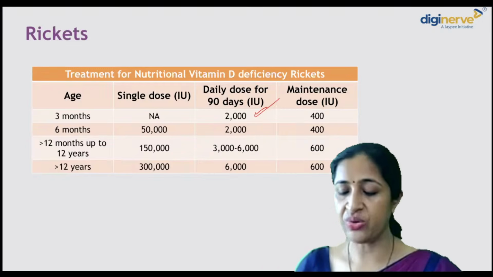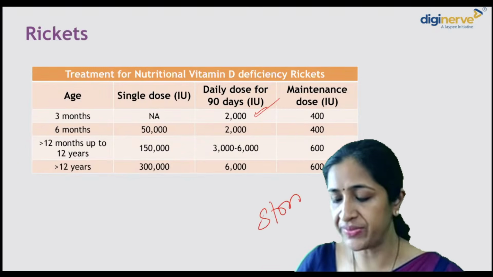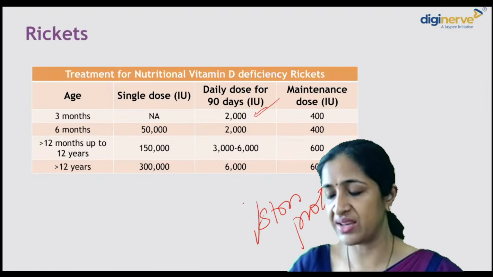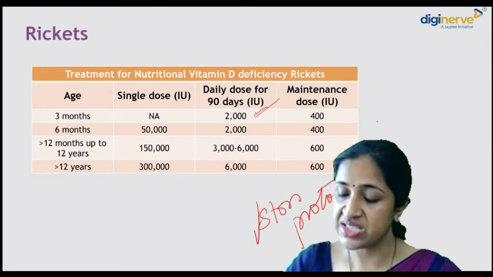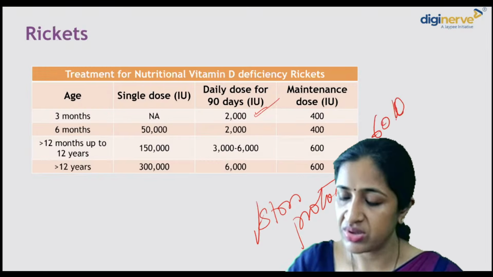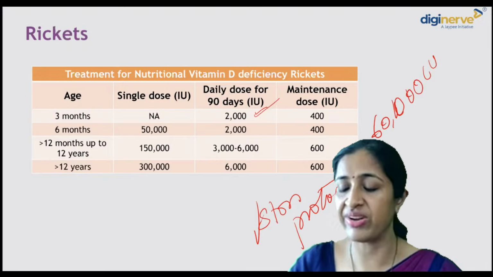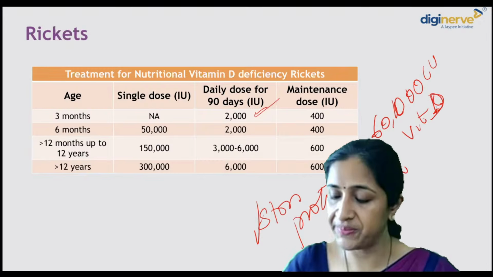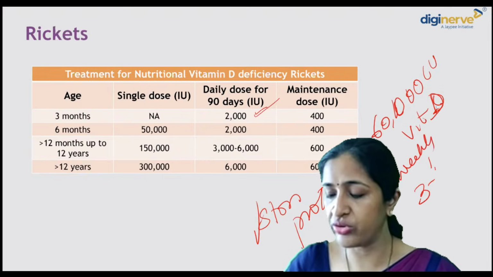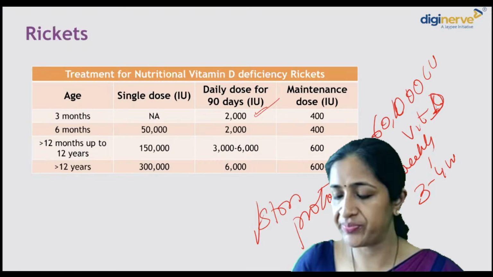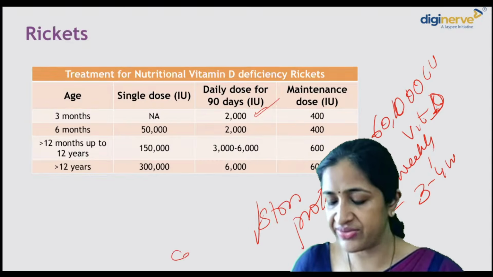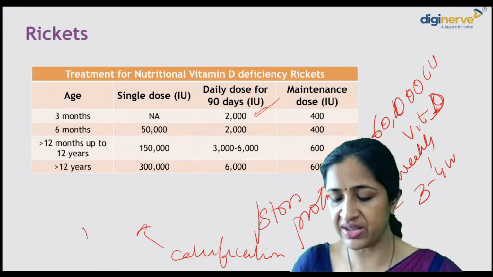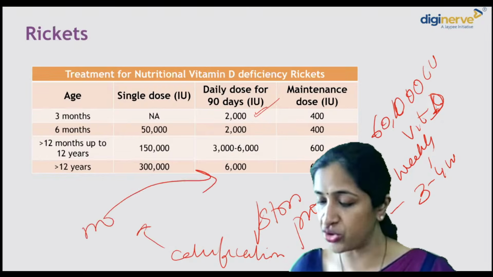Now, there's something called the STOSS protocol. The STOSS protocol is where you're using mega doses, 60,000 units of vitamin D given weekly for 3 to 4 weeks, X-ray to show the calcification, and after that maintenance dosing. Okay, this is the STOSS protocol.